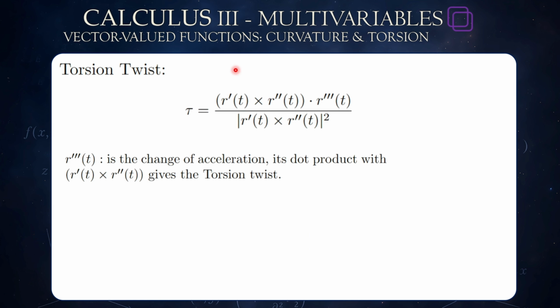Torsion, the twist. The torsion requires up to the third derivative. It is designated by tau, and is equal to r prime t cross product r second t, dot r third t, divided by the modulo, or the size, of r prime t cross r second t, squared. R third t is the change of acceleration. Its dot product with r prime t cross r second t gives the torsion, the twist.